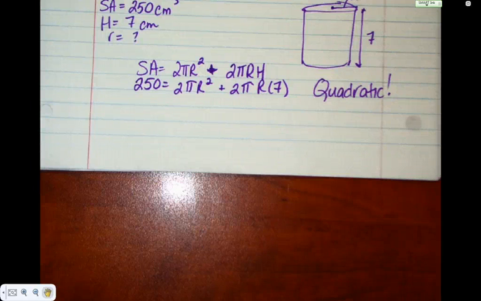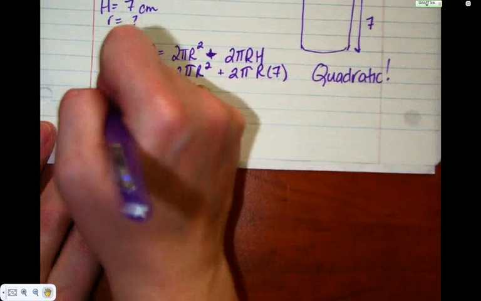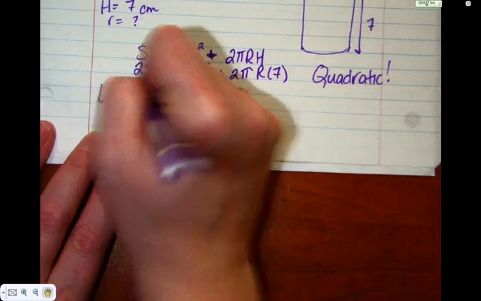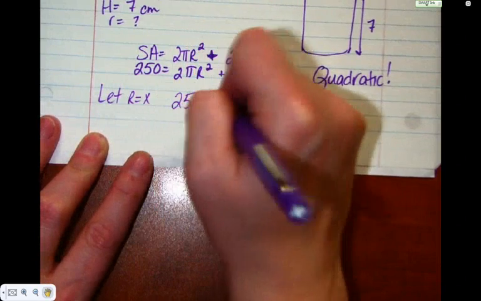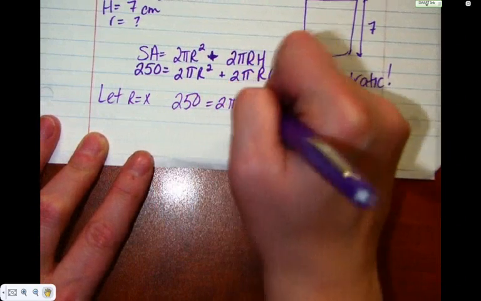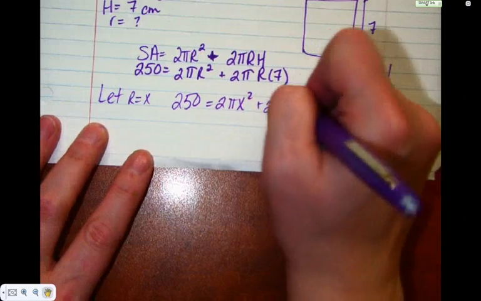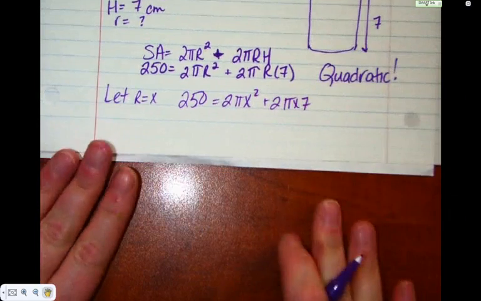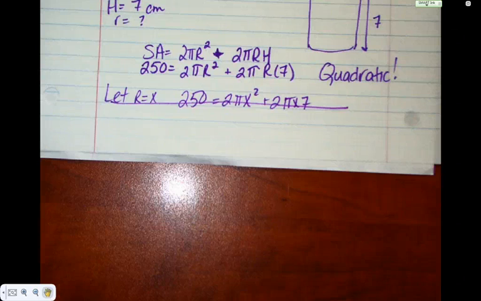So if your head has trouble seeing that, what you can do is just replace the r's for x's. That's not mandatory, but sometimes we're so used to seeing x, we like to see x. So you've got an option here. You can say let r equal x, and I can make this 250, 2 pi x squared plus 2 pi x 7. Then let's just ignore that I did that then.